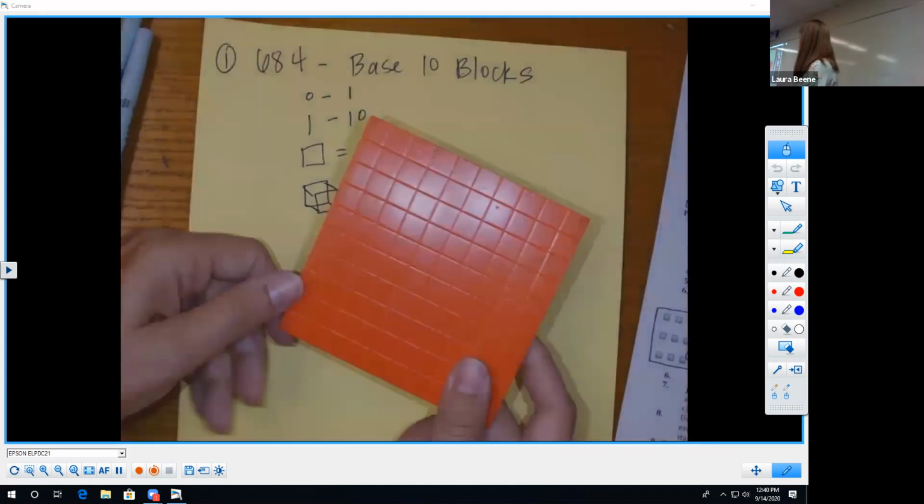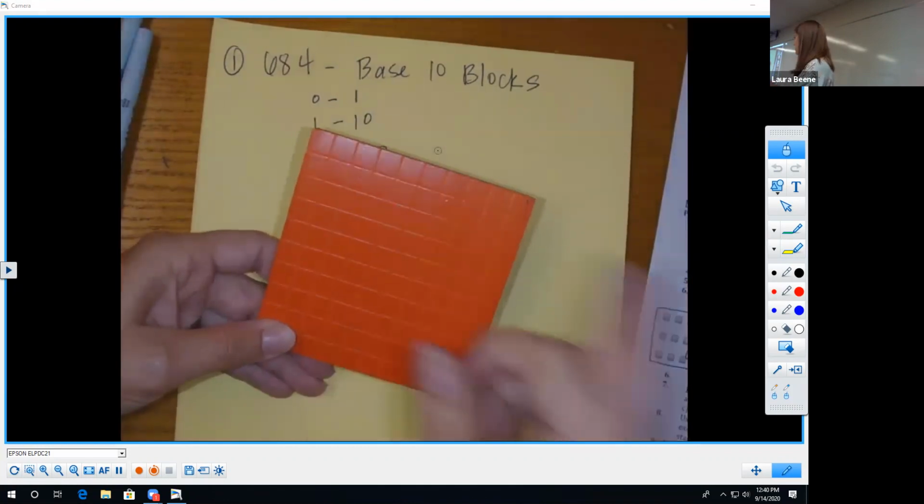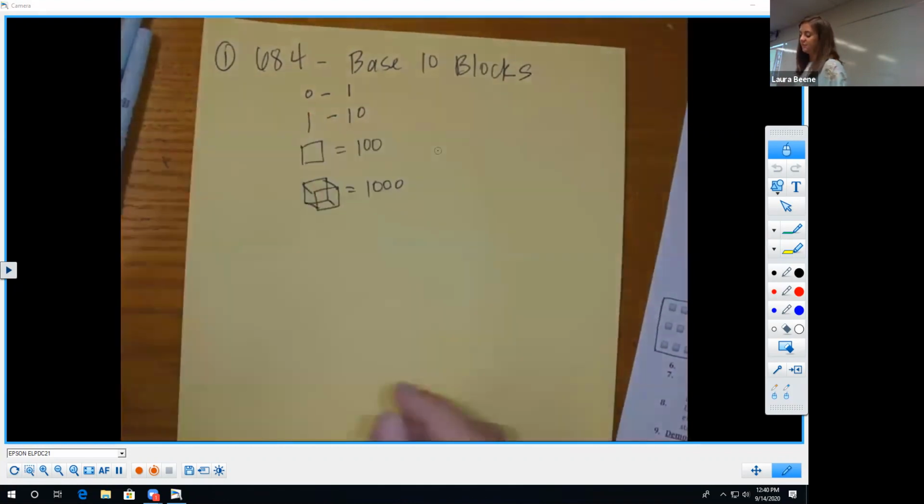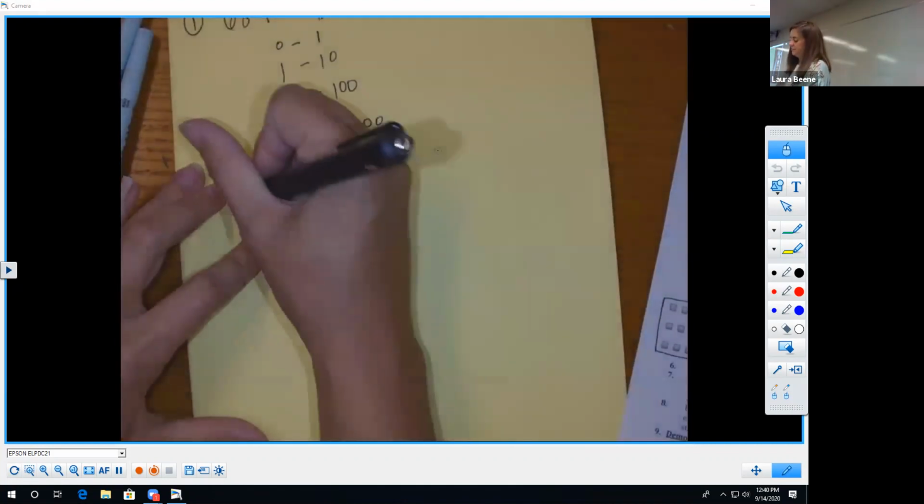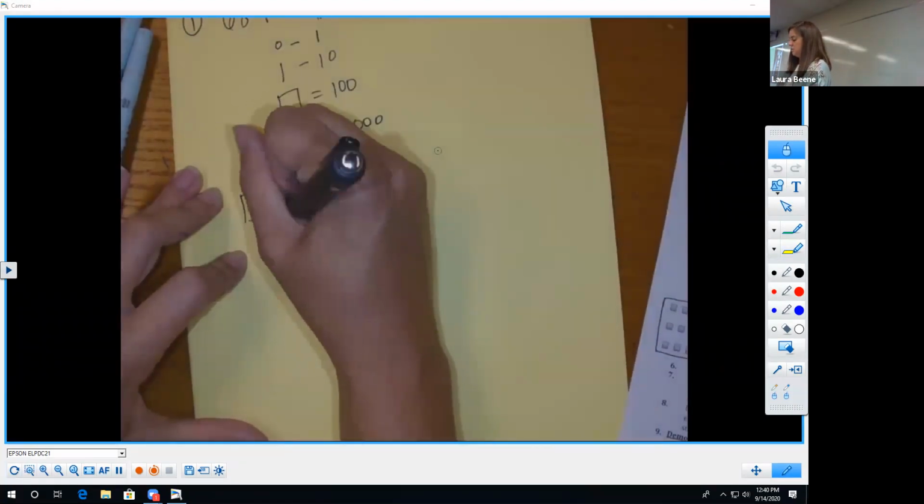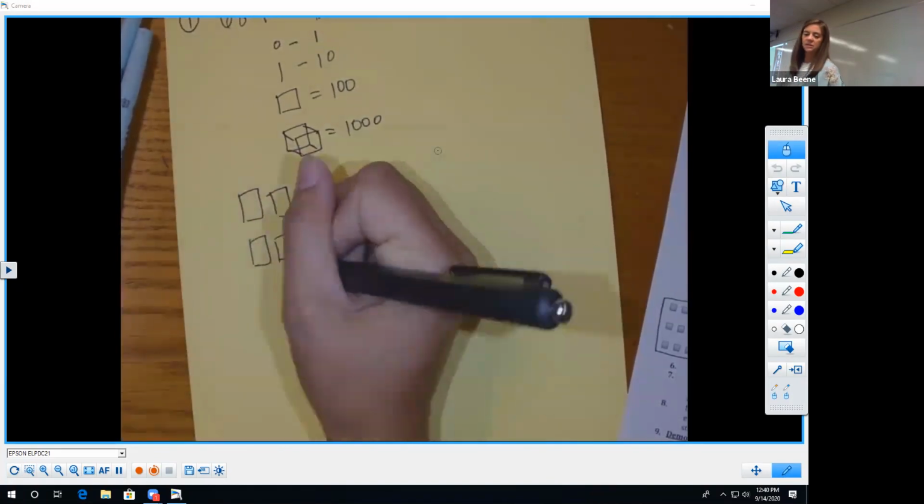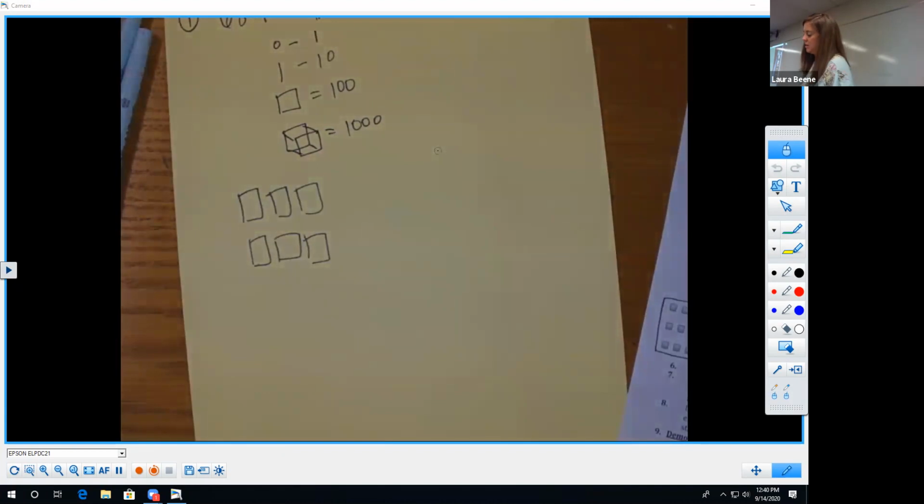So instead, let's use 600s. There you go. 600s. So I'm going to use 6 of these flats. 1, 2, 3, 4, 5, 6. So that would be 600.